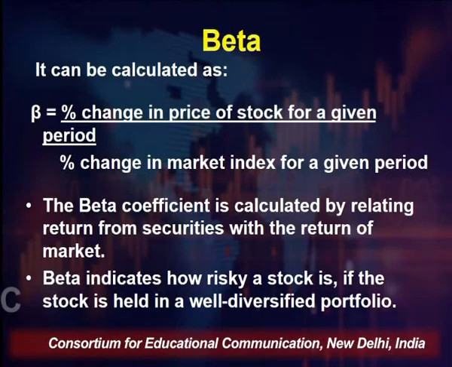And people do invest in those companies where the beta is high, especially those who want to take more risk, because they can get higher return. But nevertheless, the risk involved in investing in that asset is also high. So the beta coefficient is calculated by relating return from securities with the return of the market. When you call it beta, we also mean beta coefficient, calculated by relating return from the securities with the return of the market.